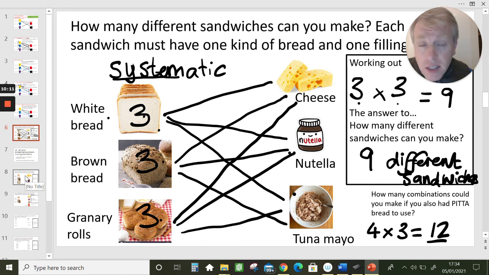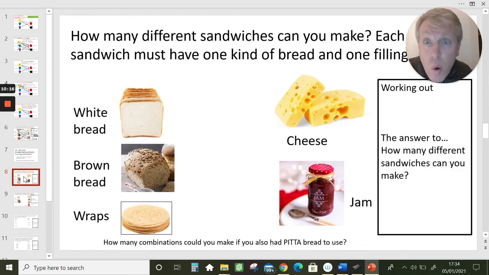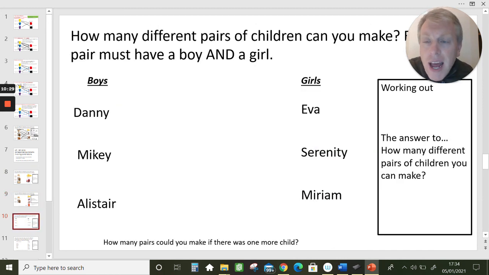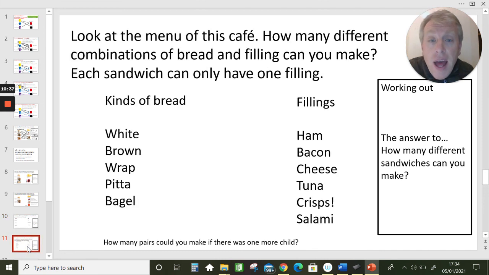You will find on the worksheet and in Google Classroom questions like this about making sandwiches, like brown bread wraps, cheese, and the king of sandwiches, the jam sandwich. And then more questions, but now questions where we might need to make combinations of children. We need to put children into pairs, 2s, and menus. So that's the work for today.